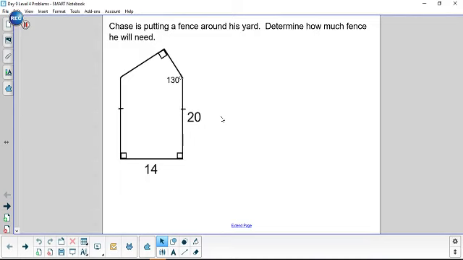In today's lesson, we're just going to look at a couple more ways that we can use trigonometry to solve problems. So Chase is putting a fence around his yard. We want to determine how much fence he is going to need.